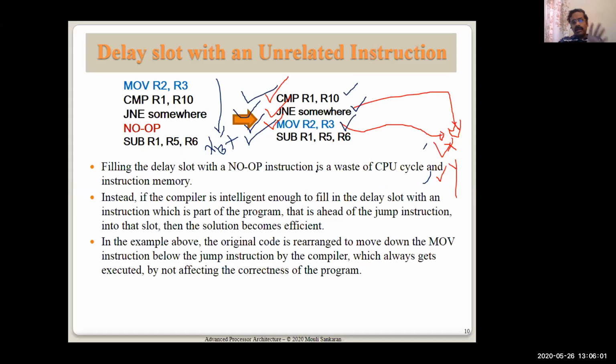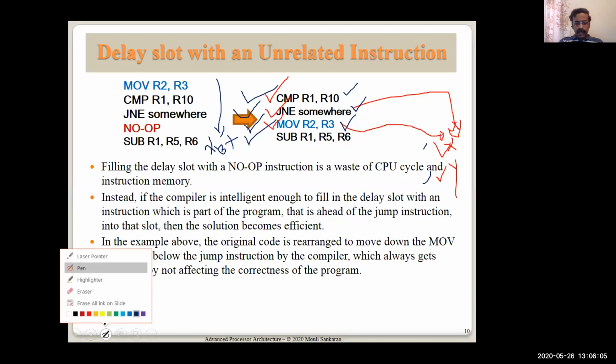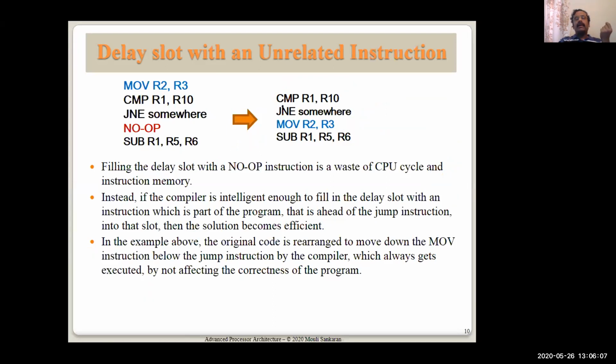So if you understand what I just told you, you understand the delayed branch, and you understand how the compiler is performing an optimization to get the best out of the pipeline. The compiler is helping us get the best out of the pipeline. So this does not waste the delay slot.